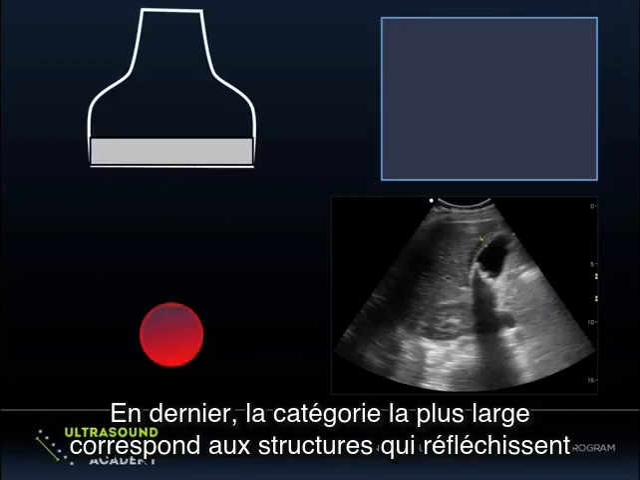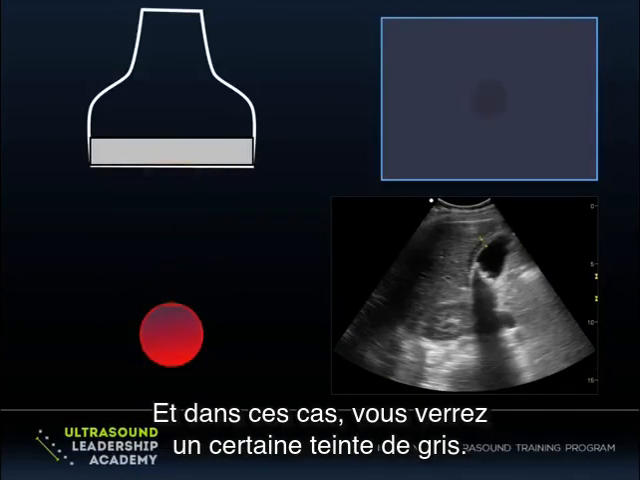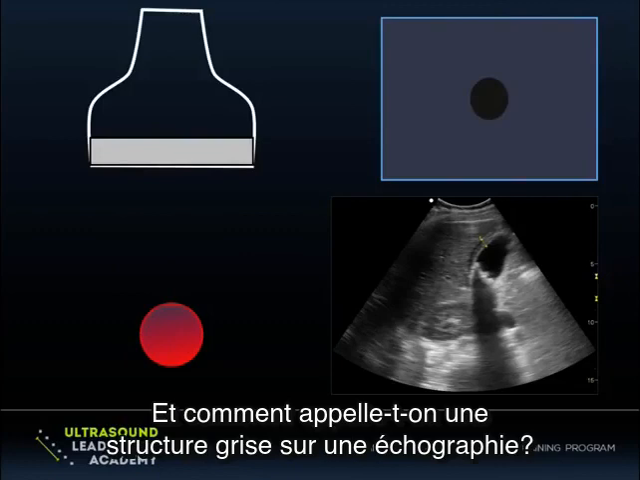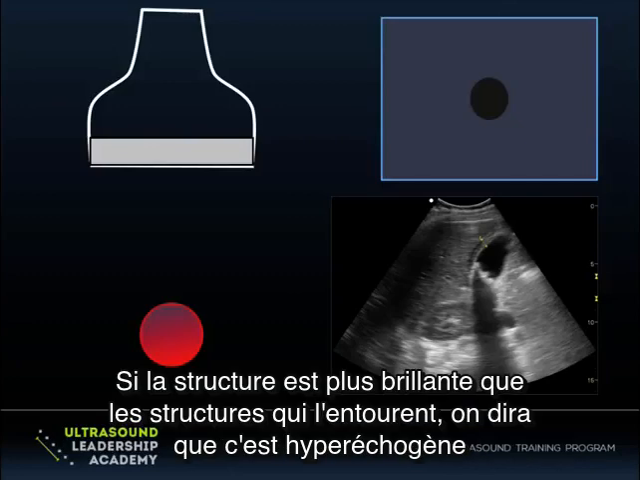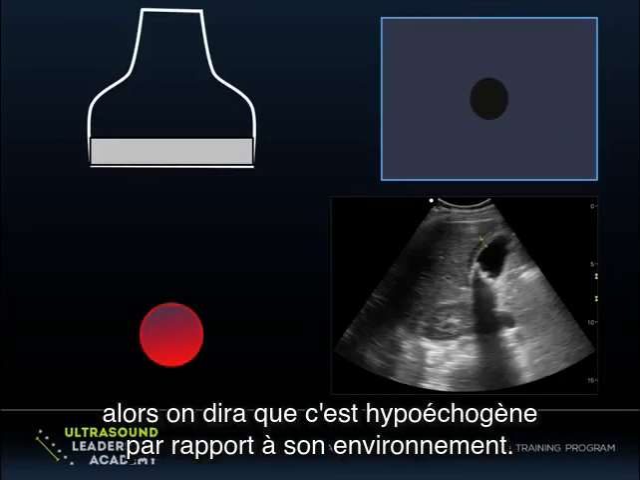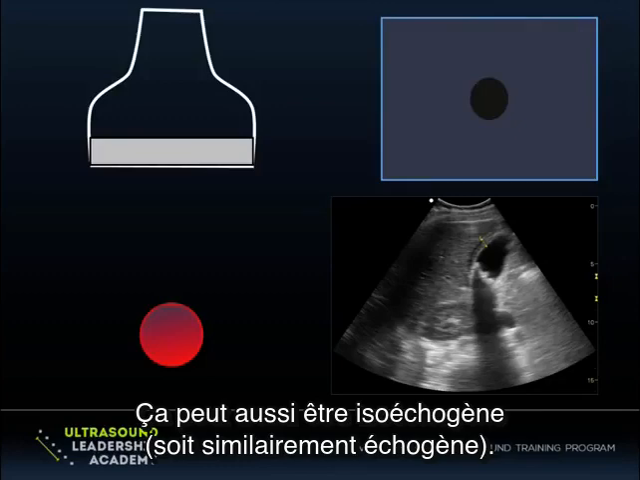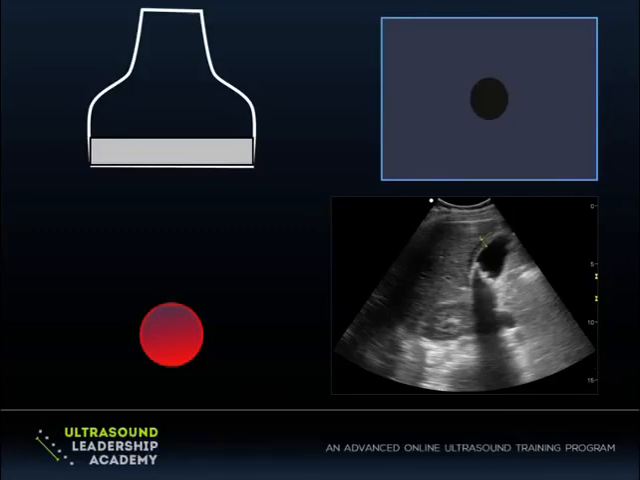And lastly, the much more broad category is structures that reflect some of the ultrasound waves, but allow some of them to transmit. And in those cases, you'll see some degree of gray. And how do you call a gray? What do you call a gray structure on ultrasound? Well, it really depends about the surrounding structures. If it's brighter than the surrounding structures, it'll be hyperechoic with respect to them. If it's darker than the surrounding structures, it'll be hypoechoic with respect to those structures. It may be isoechoic, similarly echogenic. So that really is more of a relative term when you see some reflection and some transmission of ultrasound waves.